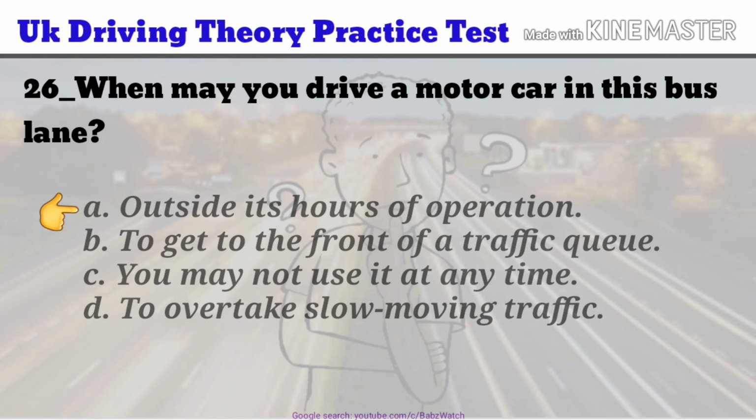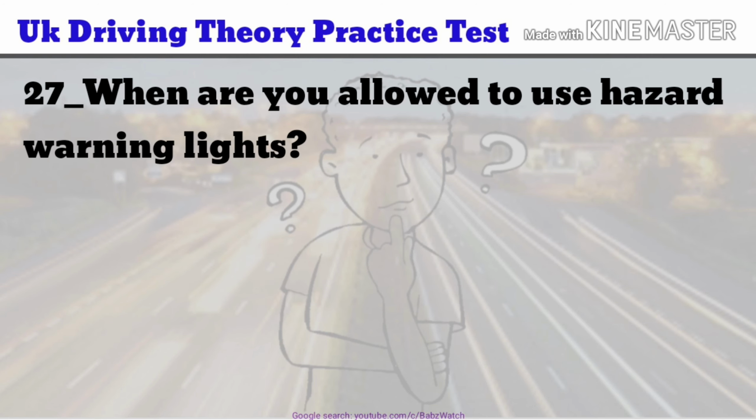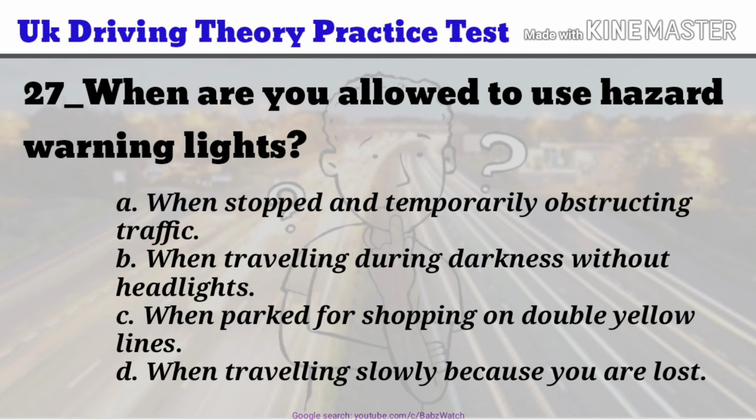UK Driving Theory Practice Test Question 27 of 50. When are you allowed to use hazard warning lights? A. When stopped and temporarily obstructing traffic. B. When traveling during darkness without headlights. C. When parked for shopping on double yellow lines. D. When traveling slowly because you are lost.